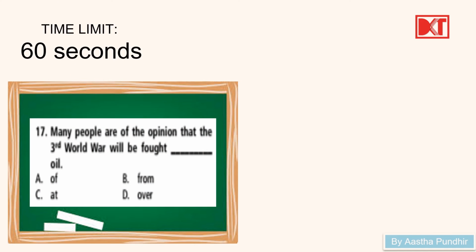Alright, next. Many people are of the opinion that the Third World War will be fought dash oil. A of oil, B from oil, C at oil, D over oil. And here the correct answer is D over oil. Why over? Now here over is actually used to indicate the reason for which the Third World War might be fought. So we can say it indicates here the reason, right? Then we have others. We have of, used for some belongingness, from for a source, at for a designated time or place.